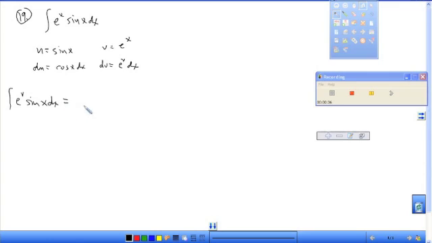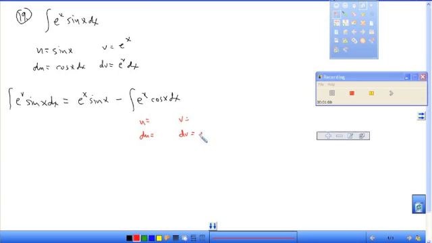So in this case, the integral of e to the x times the sine of x dx is going to equal u times v, which is e to the x sine x, minus the integral of v du, which is e to the x times the cosine of x dx. When I see that integral again, I'm going to have to use integration by parts.